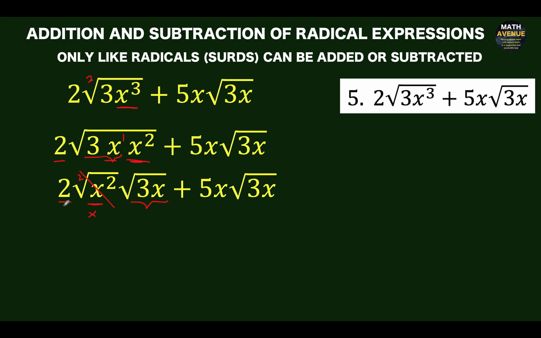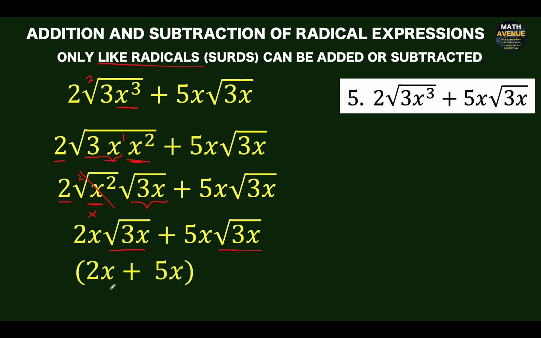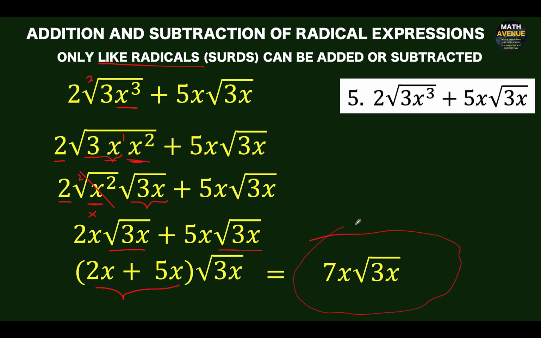Then, the simplified form of this must be 2x times this radical, the square root of 3x, and just copy the second term. Then you now have here square root of 3x and square root of 3x, which are like radicals and therefore can be added or subtracted. So, addition po siya, just add this 2x plus 5x. So, 2x plus 5x, ito na po yan. Then copy the common factor, square root of 3x. And 2x plus 5x is equal to 7x. So, 7x and copy the common radical expression, square root of 3x, ito na po yung ating final answer.